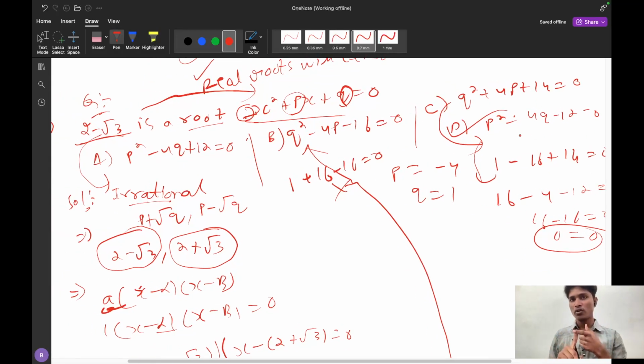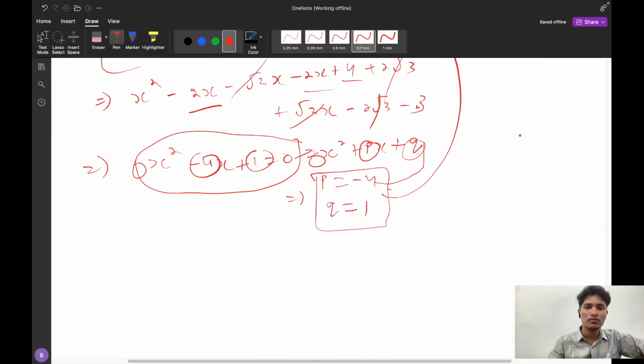If they give one root and it is irrational, then that conjugate pair will exist. The conjugate of 2 minus root 3 is 2 plus root 3. So these two are the roots of the given equation. By using the formation of the quadratic equation, a into x minus alpha and x minus beta, I can form the equation and compare with the given equation and find the values of p and q. Yes.